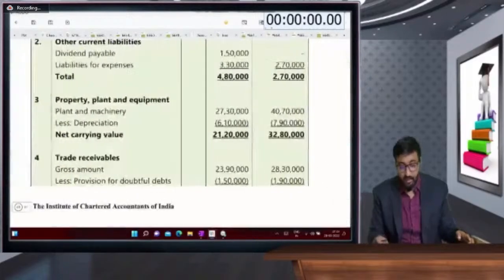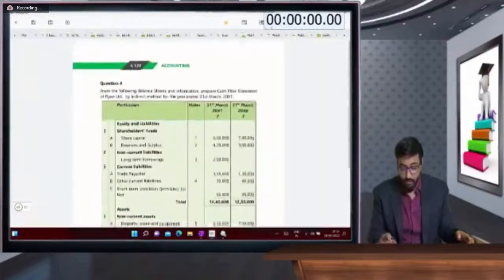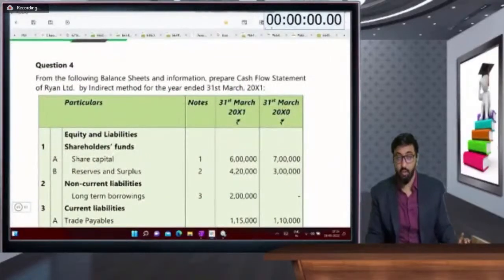Matanjali, TY K Illustration 11 we will also do after the break. So TY K 4 first we are going to solve. Okay, chalo. From the following balance sheet, yes, start to end timing, Ryan Limited by indirect method.